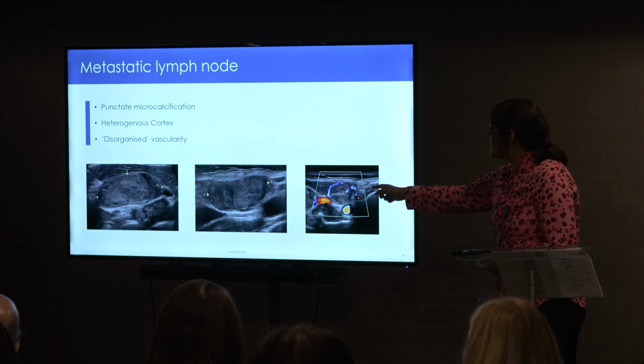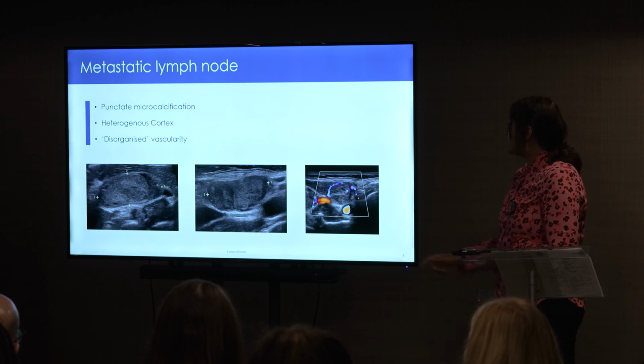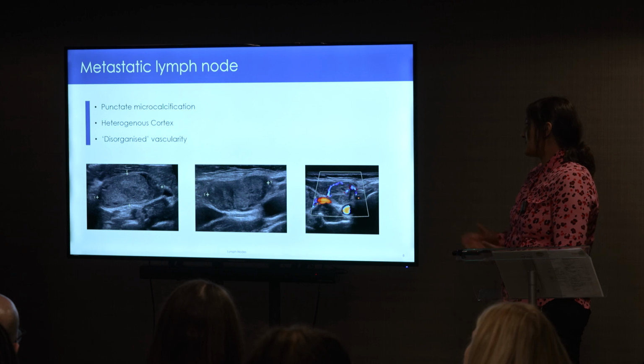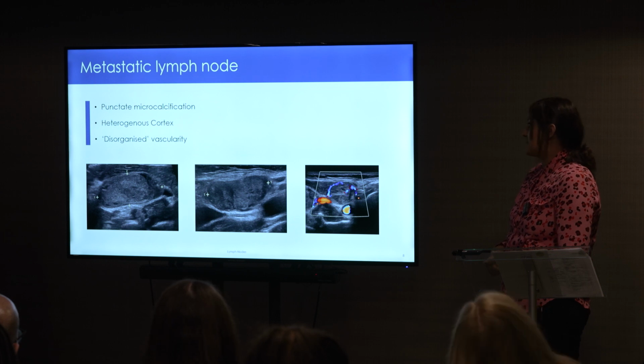On the far right, you can see that there's a very disorganized vascularity going everywhere, really, apart from the hilum. So this is just a very obvious abnormal lymph node that I would target for FNA. And in this case, I did both the thyroid nodule and lymph node at the same time.